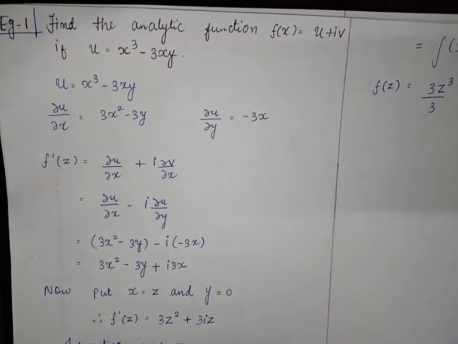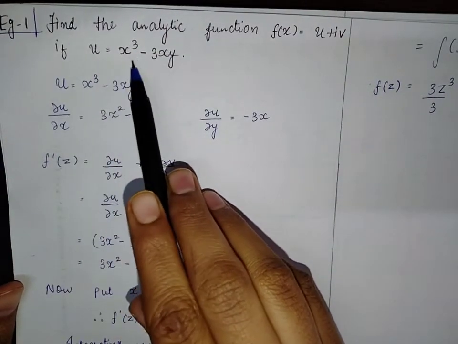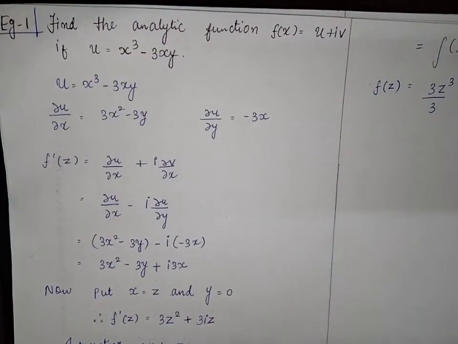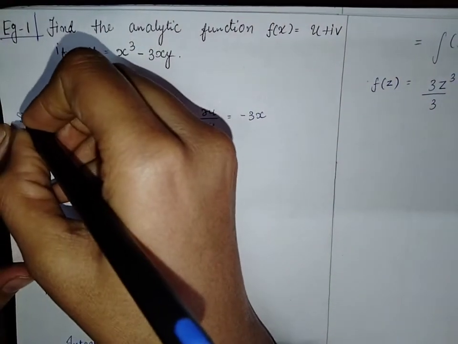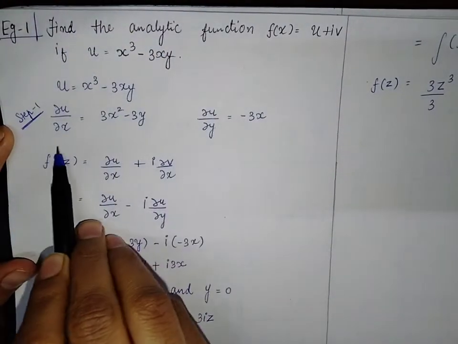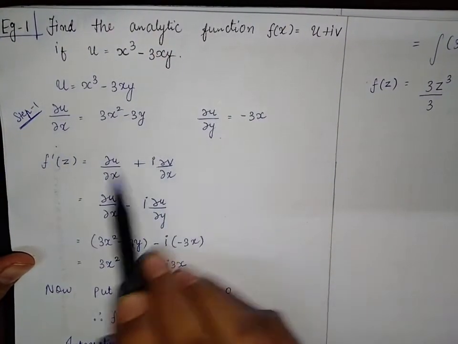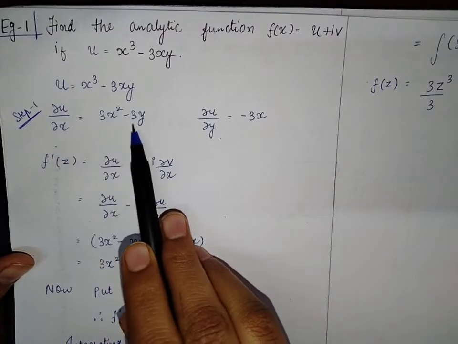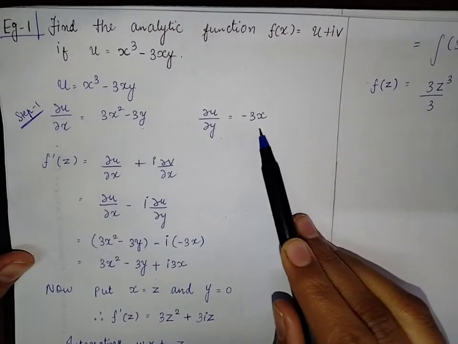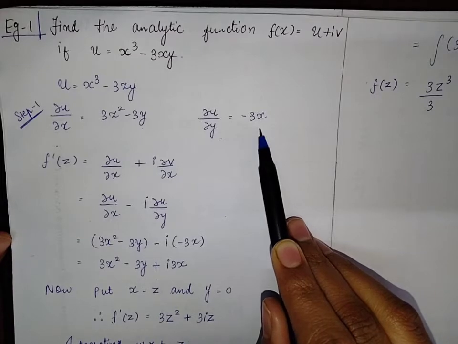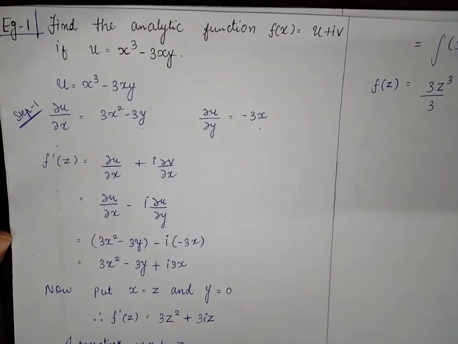Okay. So example 1. Find the analytic function f of z equal to u plus iv, but here u is given, that is x cube minus 3xy. As here u is given, we will use the case 1, that is real part. Real part is given. So our step 1 will be, what will be your step 1? You have to find del u by del x and del u by del y. So what will del u by del x be? 3x square minus 3y, and del u by del y will be minus 3x. Okay, you all know how to find del u by del x and del u by del y.